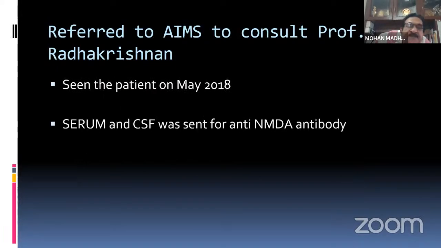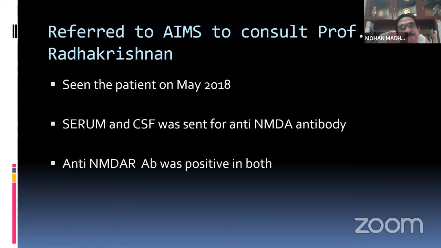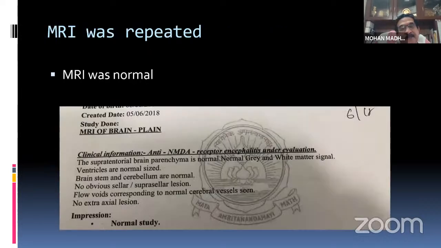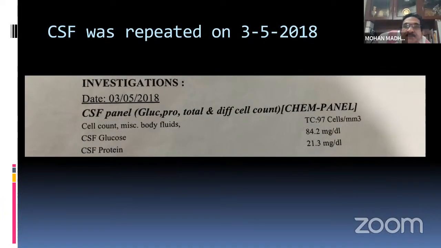So, seen by him in 2018, repeated serum and CSF were sent for anti-NMDA antibody. Anti-NMDA antibody was positive in both the serum and CSF. That is 4 years after the onset of the recurrent and relapsing illness. MRI was done, and it was normal. CSF showed a total count of 97 cells per cubic millimeter, protein and sugar normal.